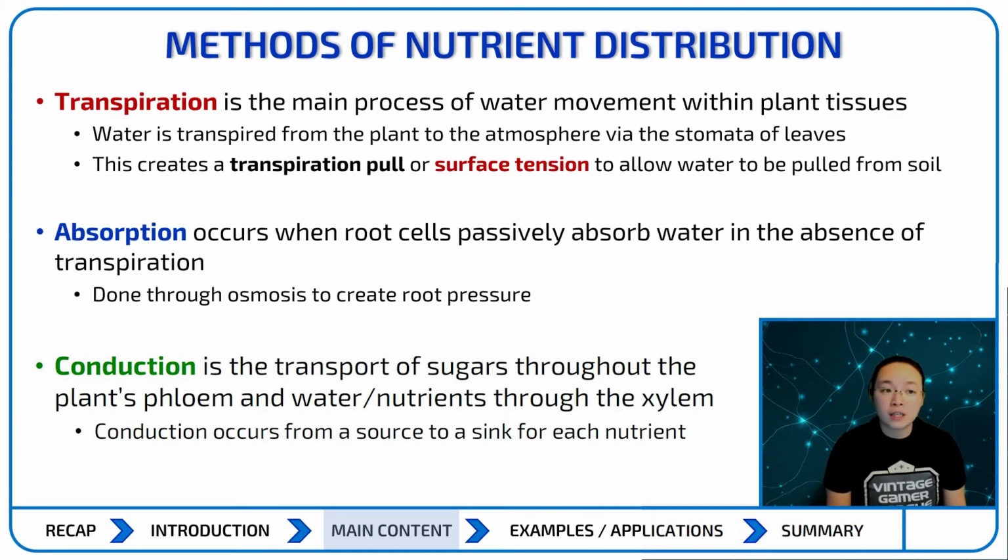The third and final type of distribution or water transport is called conduction, and that basically goes through your phloem and your xylem channels. So it's the transport of sugars throughout your plant's phloem and xylem. One thing to remember is that conduction occurs always from a source to a sink. Keep in mind that a source and a sink may not always be higher than the other.